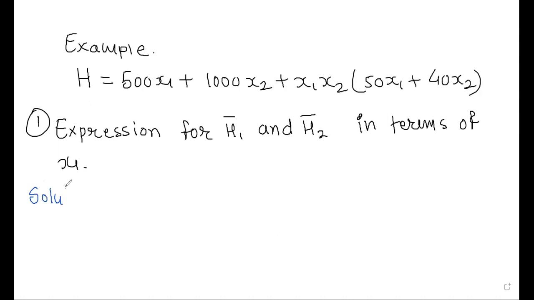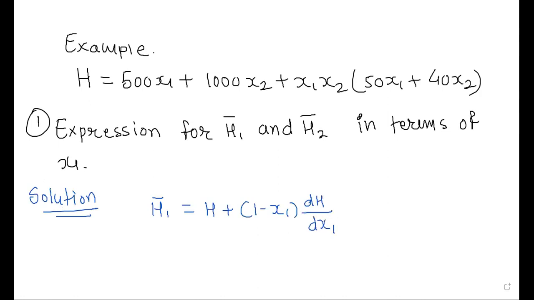Solution. So we have H1 bar is equal to H plus (1 minus x1) dH divided by dx1. So what we have to do, we have to find dH divided by dx1, then multiply it by 1 minus x1, then add H. First, let's obtain dH divided by dx1.